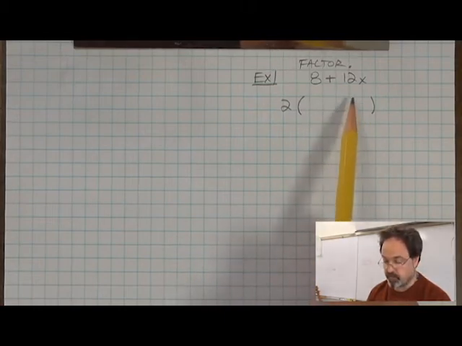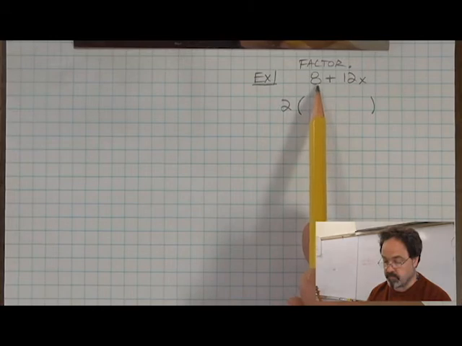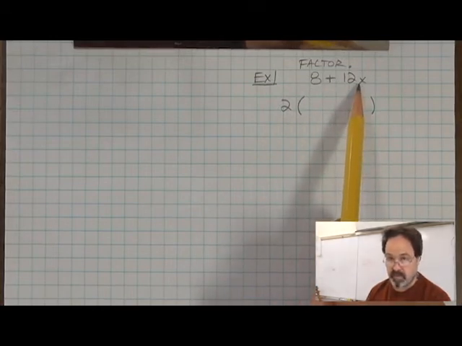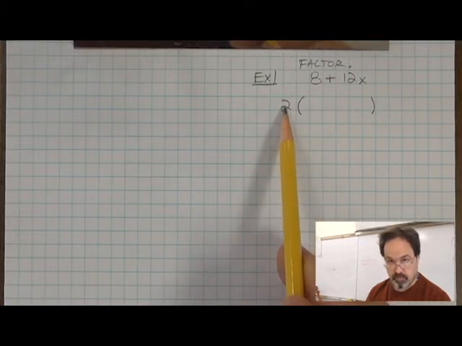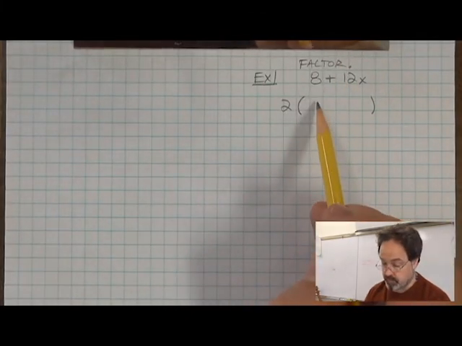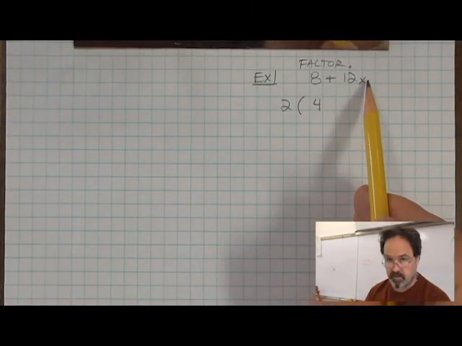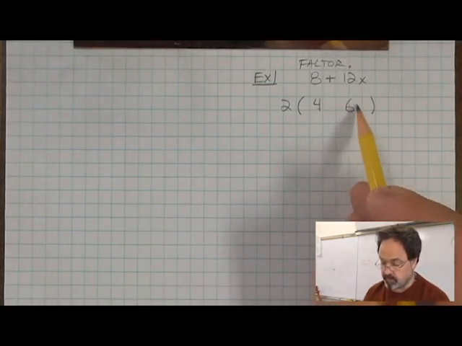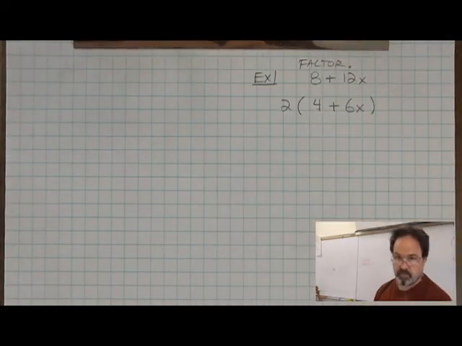So how do I finish? What do I put in the parentheses? The parentheses are going to contain what happens to these terms when they've been divided by 2. I've factored out a 2 and put it here, so now I want to show it as multiplying. What's left of the 8 when I divide it by 2 is 4. And what's left of 12x when I divide it by 2, I have a 6x. And it's positive because it started as a positive 12x term.